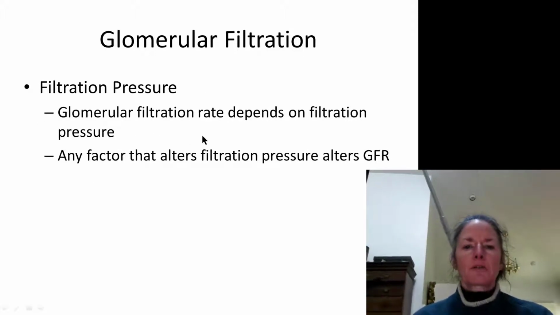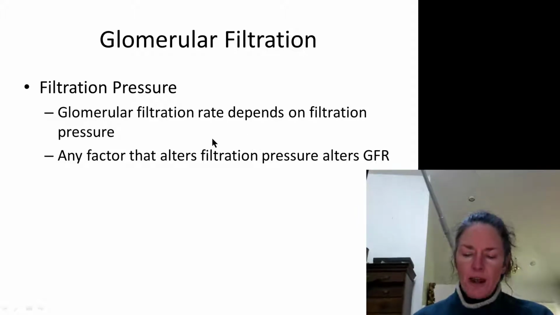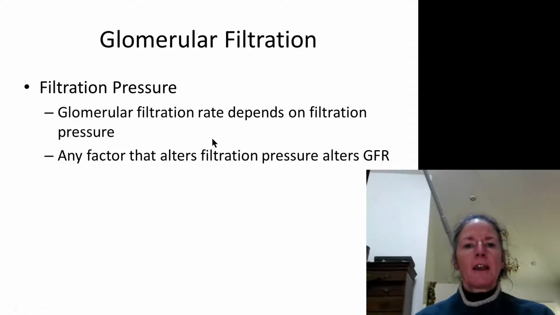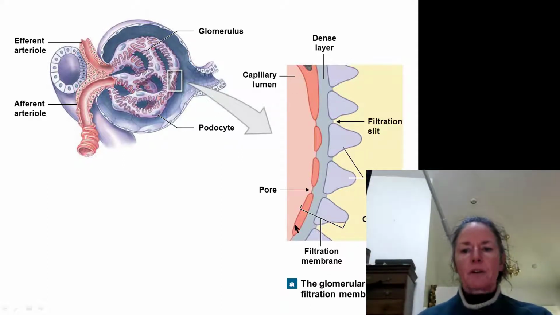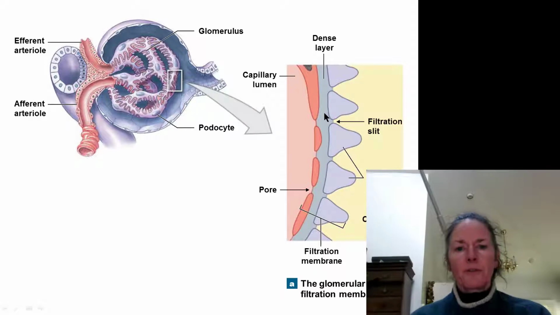So we're going to look at the filtration pressure. To do that, let's go back to our glomerulus and our capsule, and let's look at the filtration membrane. So the glomerulus, as you recall, is a fenestrated network of capillaries. So the endothelial lining has these pores in it, and then that is going to be bound to a dense layer. And then you have your podocytes, where there are pedicels, or their foot processes, that are going to make these filtration slits. And this is going to create our filter system.